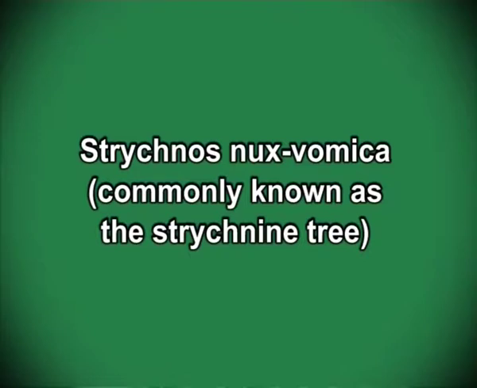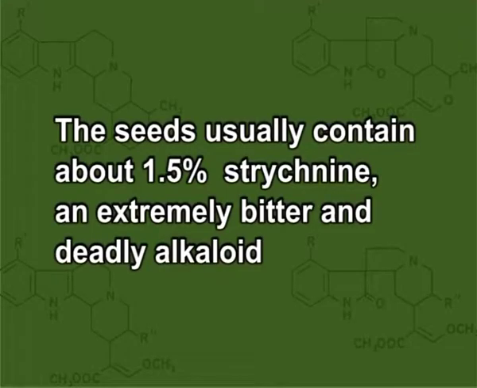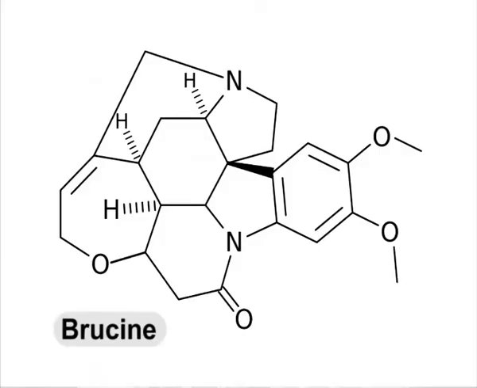Strychnos nux-vomica, commonly known as the strychnine tree. The seeds usually contain about 1.5% strychnine, an extremely bitter and deadly alkaloid. This substance throws a human into intense muscle convulsions and usually kills within 3 hours. The bark of the tree may also contain brucine, another dangerous chemical.